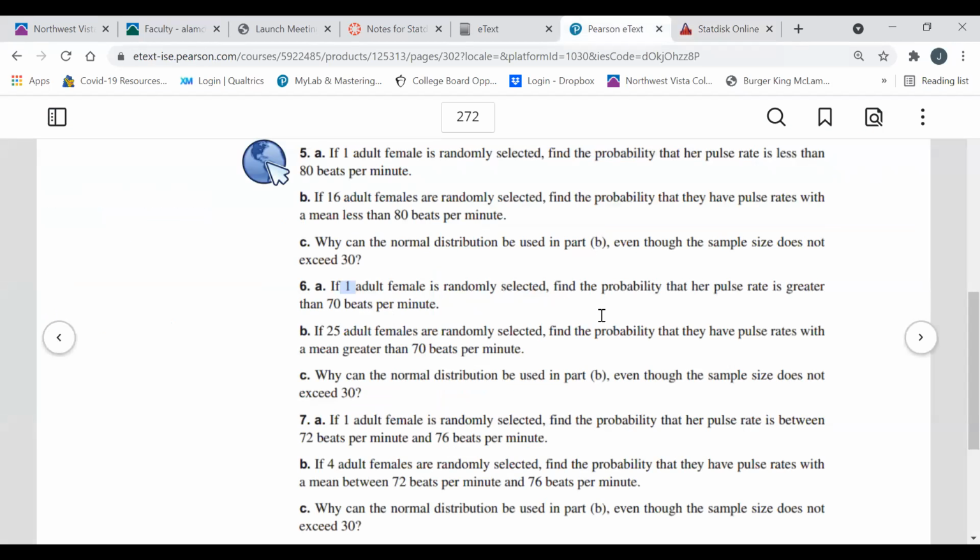All right, part B. If 25 adult females are randomly selected, find the probability that they have pulse rates with a mean greater than 70. I'm going to write down my mean again. Mu is 74.0. Standard deviation is 12.5. Notice on B, I am sampling 25 samples. This is my n because there's 25 samples.